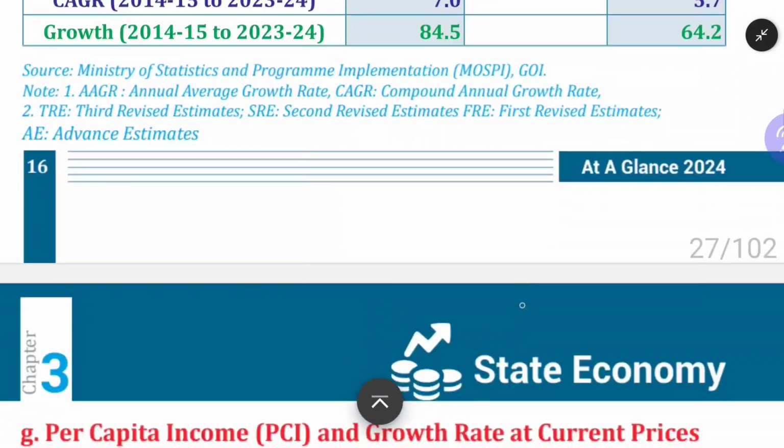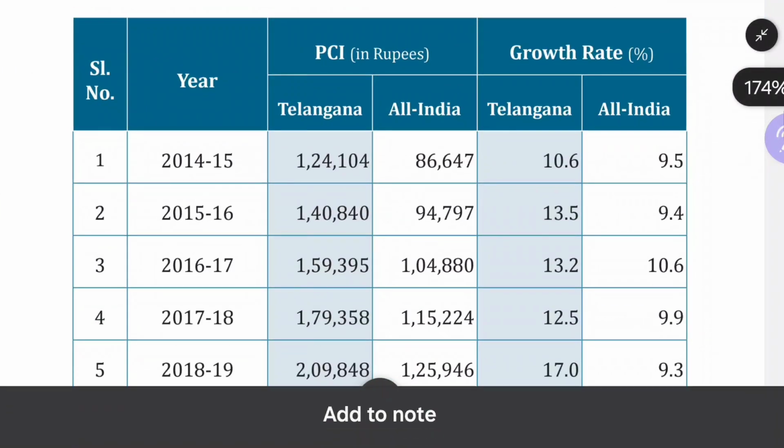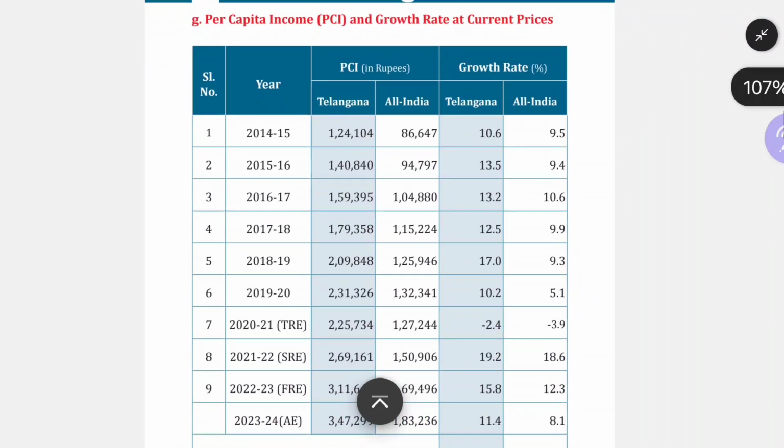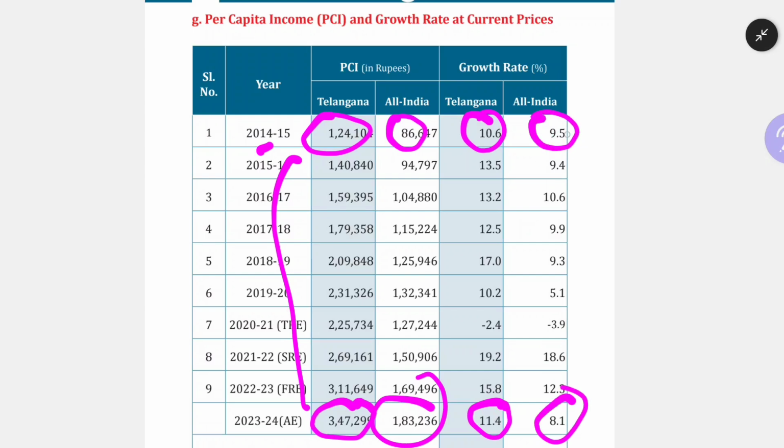Again, constant prices are not important. Per capita income and the growth rate, let us see. They have given a very long list, so let us try to see it this way so that you have clarity. In 2014-15 the per capita income of Telangana was 1,24,000, and now it has become 3,47,000, a very big jump. Whereas for all India it was 86,000 in 2014-15, and it becomes 1,83,000. The per capita income growth rate in Telangana in 2014 was 10.6%, now it is 11.4%. The per capita income growth rate of India in 2014-15 was 9.5%, and it is now 8.1%.